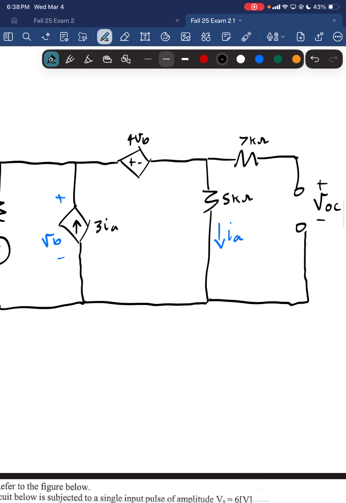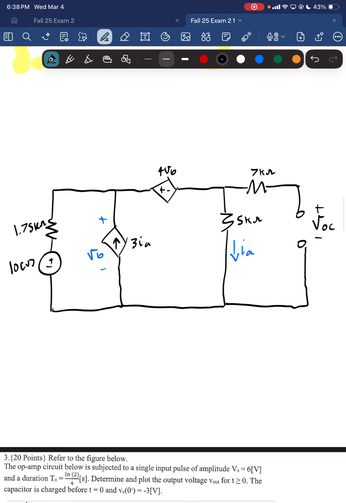Nodal analysis. Yeah, VB. Yeah, I like nodal analysis.